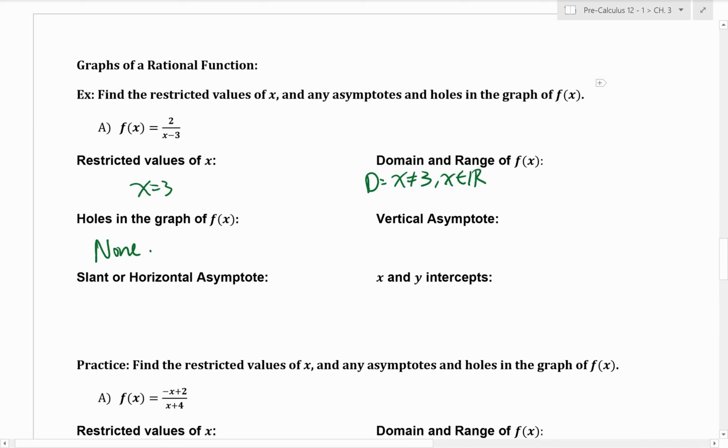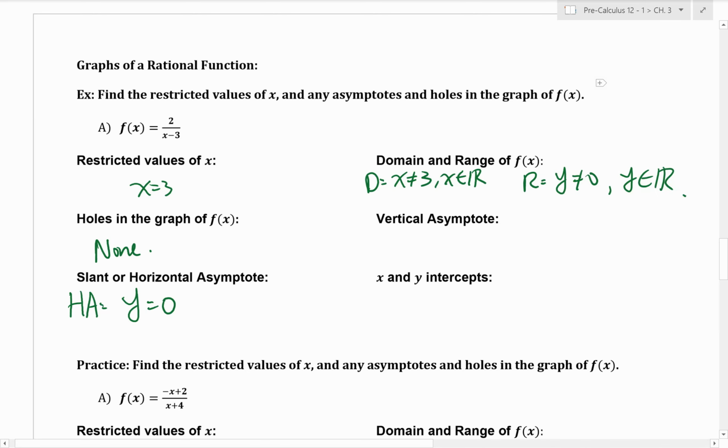We do not have a slant asymptote. However, we do have a horizontal asymptote. That is y equal to 0. In this case, the range is going to be everything except 0.